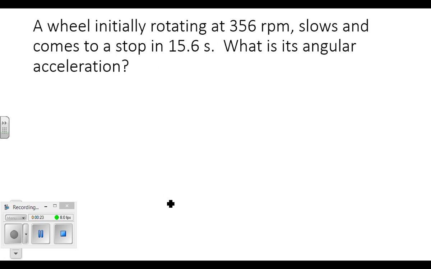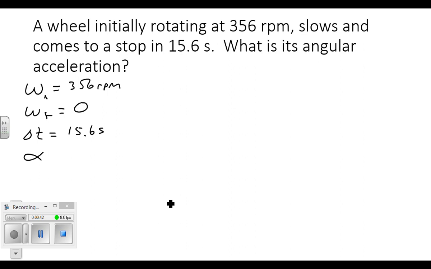We have initially rotating at 356 RPM, so that will be omega I equals 356 RPM, and omega F comes to a stop, so that's 0. And we know delta T is 15.6 seconds, and the angular acceleration is what we're looking for, and that's alpha. All right, so looking through our toolkit, we ought to be able to come up with an equation that allows us to calculate acceleration, like perhaps the definition of acceleration.